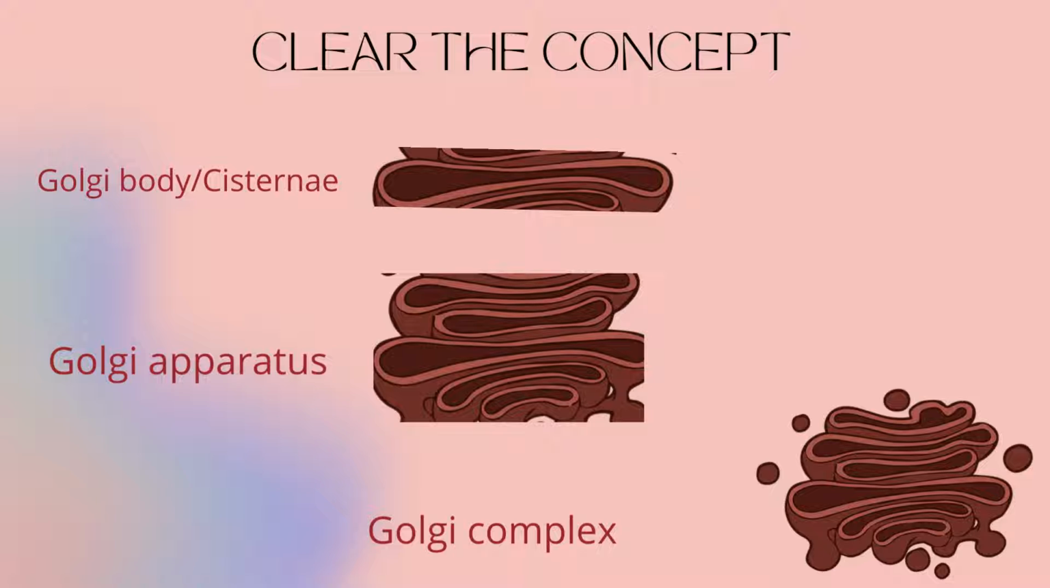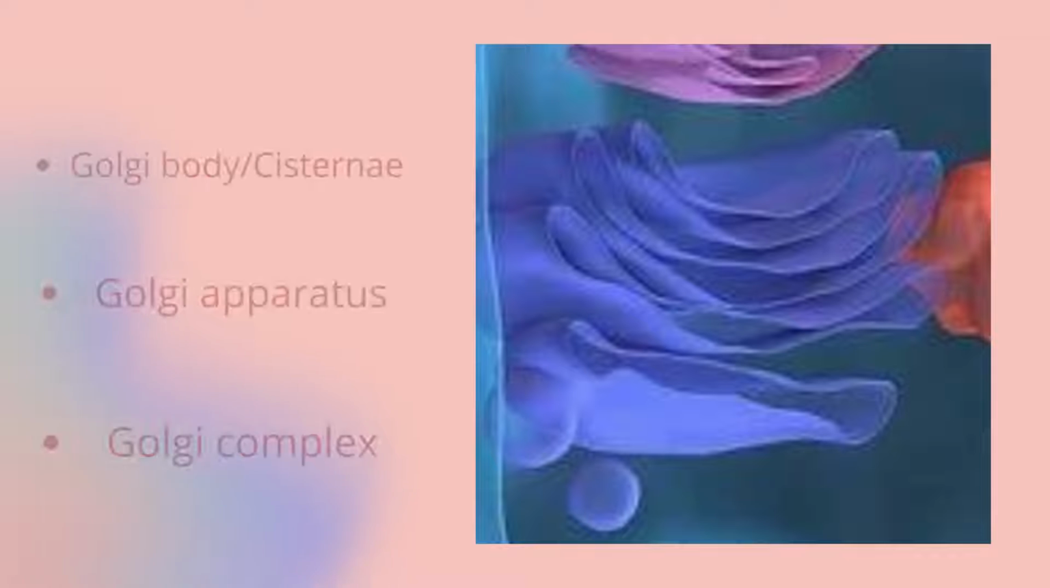Before the start of that topic, we have to clear our concept regarding Golgi apparatus and Golgi complex. What is Golgi apparatus? Basically, Golgi apparatus is a combination of pouches. These pouches or flat sacs bounded by membrane are called cisternae or Golgi body. These cisternae or Golgi body, when present in the form of a stack, are called Golgi apparatus. And when that stack has vesicles, then it is called Golgi complex.